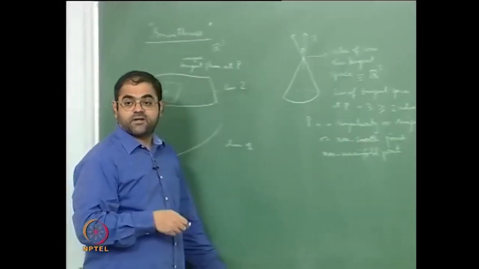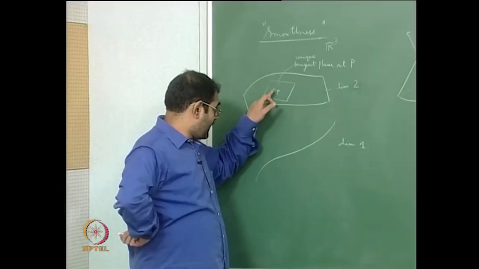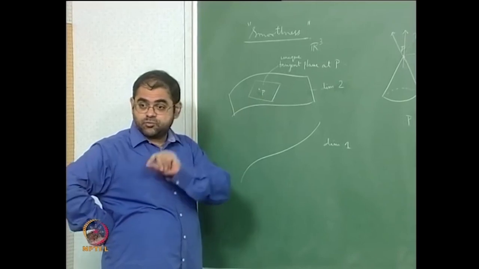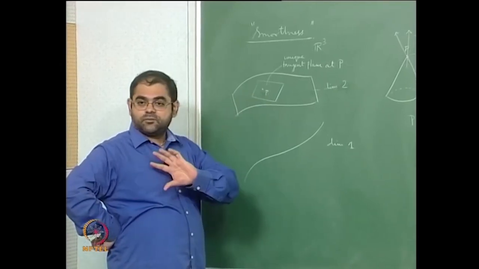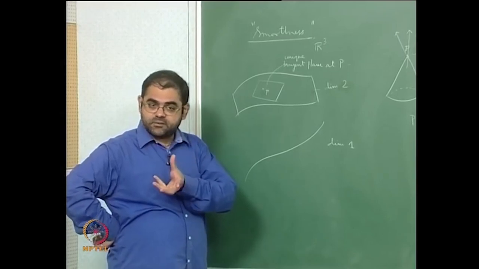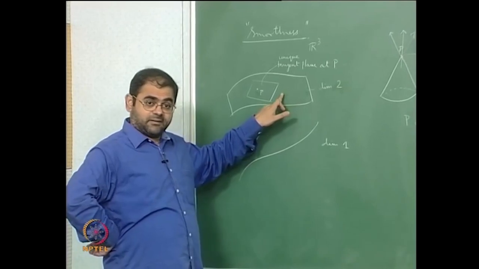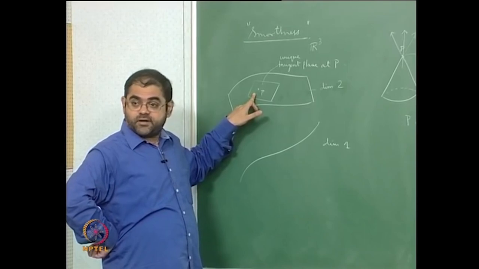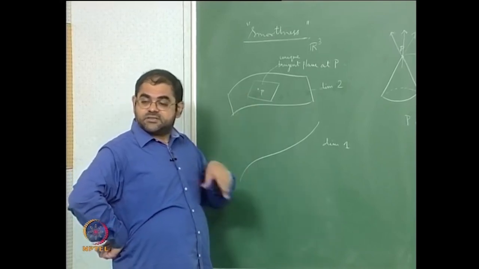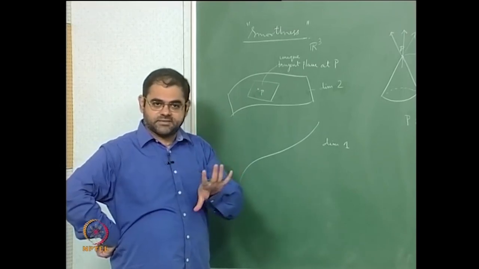It's also called a non-manifold point. All right, so the idea is that at any point, if you want to check whether it is a smooth point or not, what you do is try to measure the dimension of the tangent space at that point. If the dimension of the tangent space is equal to the dimension of the space on which you are considering the point, then the point is a smooth point. Otherwise, the dimension could very well be more. If it is more, then the point is not a smooth point, it's a singular point.